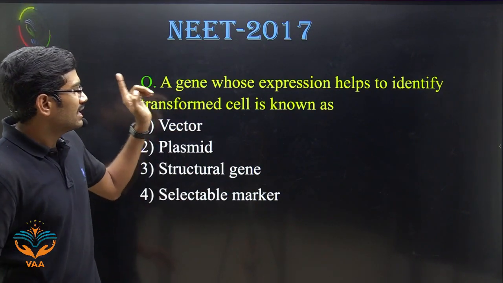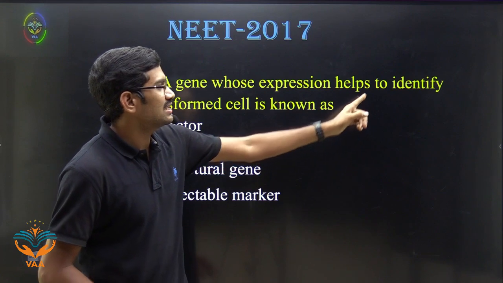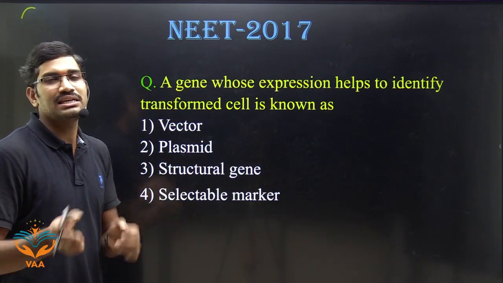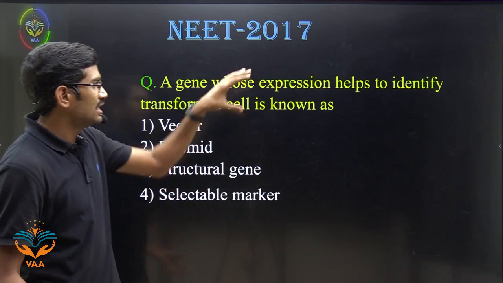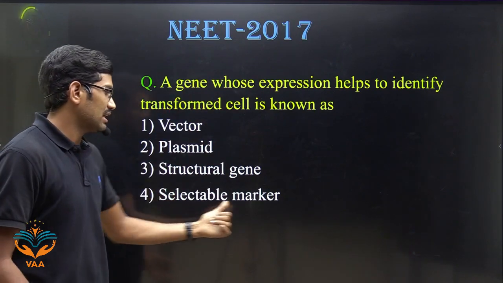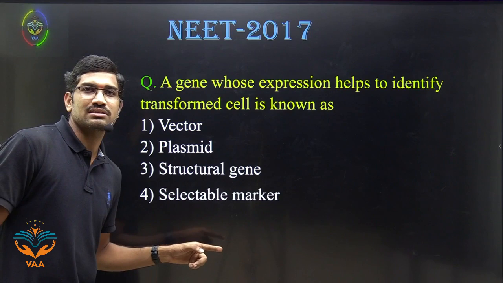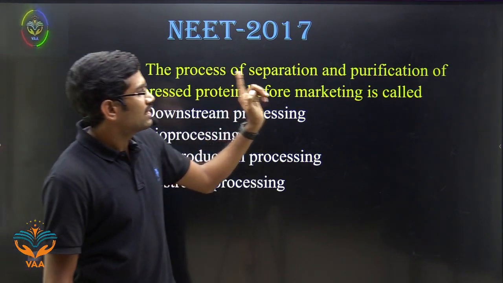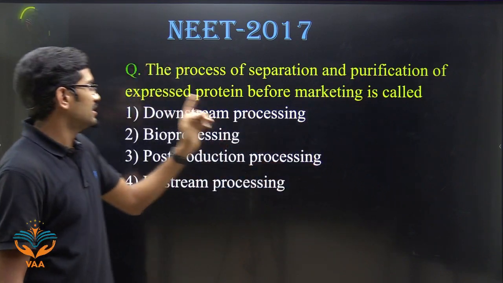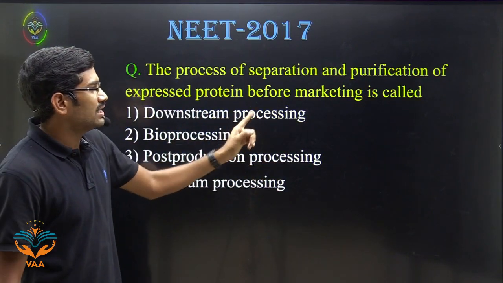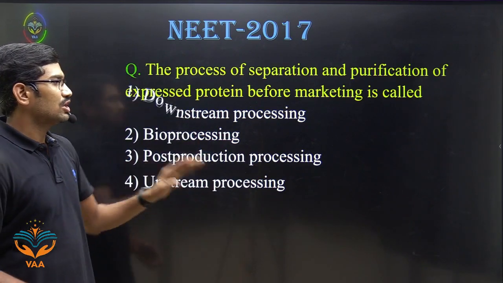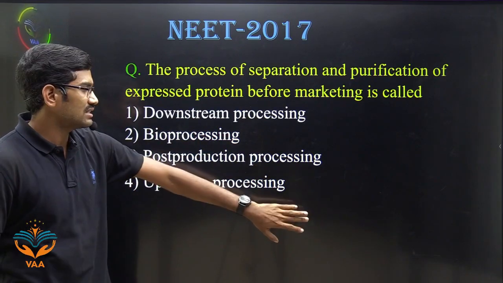Okay, next one. A gene whose expression helps to identify transformed cells is known as, see here, to identify the transformed cells we are using some genes and they are called selectable markers. So that's why the answer is option 4. Next one. The process of separation and purification of expressed protein before marketing is called as, so this is directly called downstream processing. So the answer is option 1.